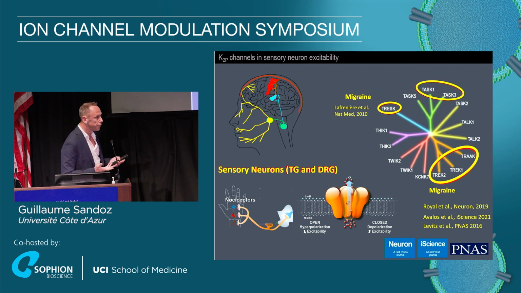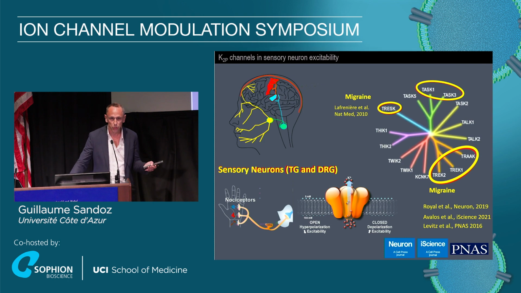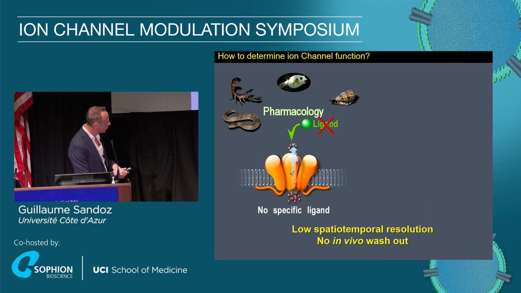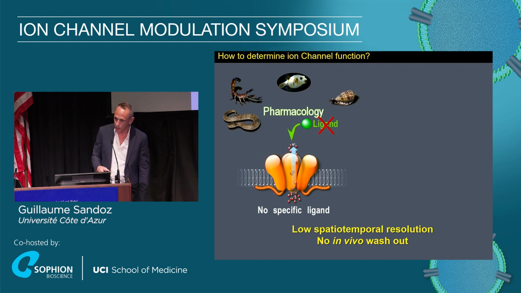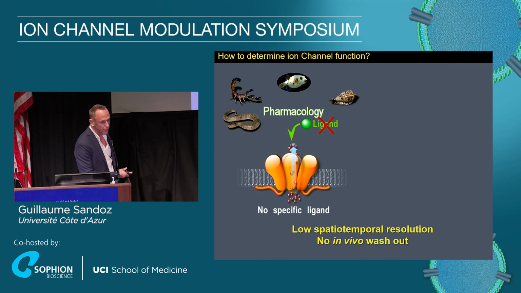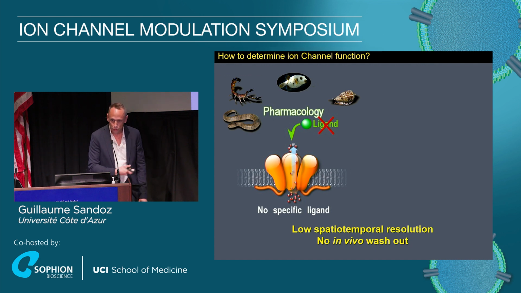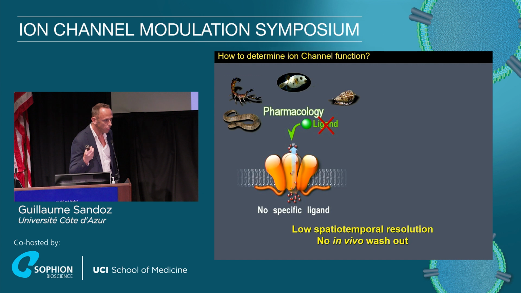Normally, if you want to study the function of a channel or receptor, you will use a pharmacological agent coming from nature that will bind on the channel under investigation, and you will have an effect, and depending on the effect, you will determine the function of the channel under investigation. Sometimes you don't have ligands, and even if you have a ligand, it's really hard to get a spatiotemporal resolution in the effect. When you apply the ligand in the animal, you cannot wash it out, meaning you apply it one time, and you cannot determine when and where it will be active.